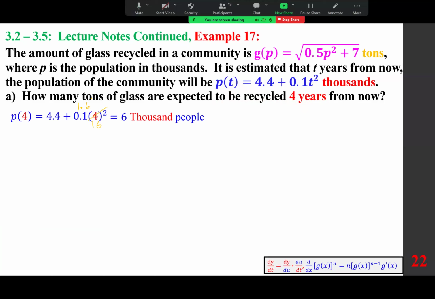6 what? 1,000 people. And now we are going to put the 6 in here. And when we do that, this is 36. Half of it is 18, plus 7 is 25, and its root is 5 tons of glass. Elementary algebra.